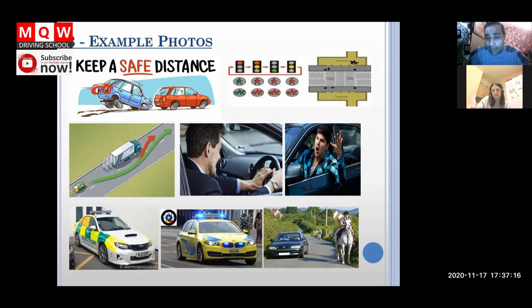Do you beep them? Do you wave there? Do you give plenty of room for them? Do you pass them very fast? Then you've got the doctor cars. It's also known as the blue light emergencies.